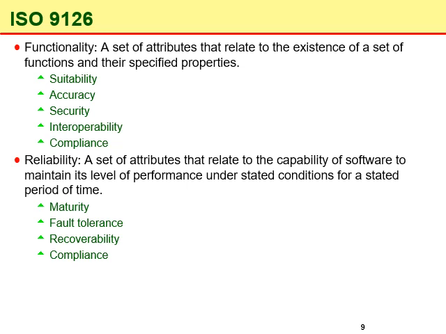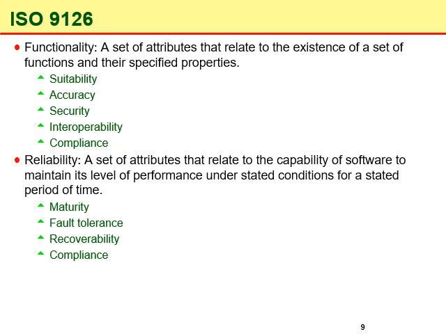Then the second factor of ISO 9126 is reliability, which can be defined as a set of attributes that relate to the capability of software to maintain its level of performance under stated conditions for a certain period of time. So, reliability has sub-factors that include maturity, fault tolerance, recoverability, and compliance.